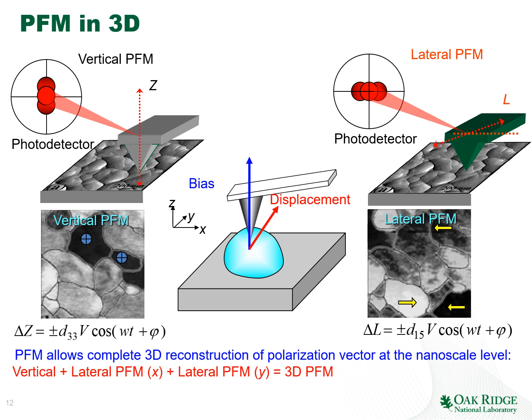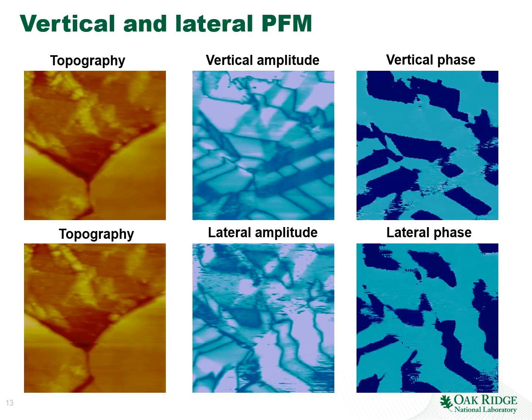It turns out that we can actually reconstruct the full three-dimensional polarization vector. And to do that, we need to take three signals: vertical signal, lateral PFM signal, and the second lateral PFM signal when we physically rotate the sample with respect to the cantilever axis. Notice that we cannot just change the scan direction because it will not change the relative orientation of the cantilever in this. So let's look at the examples.